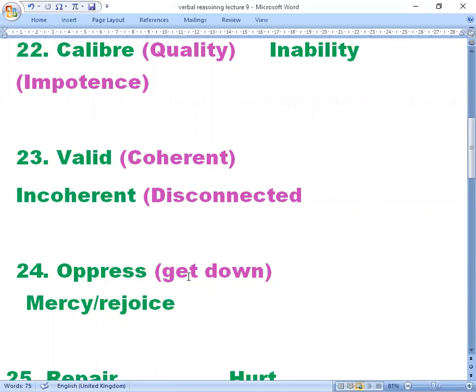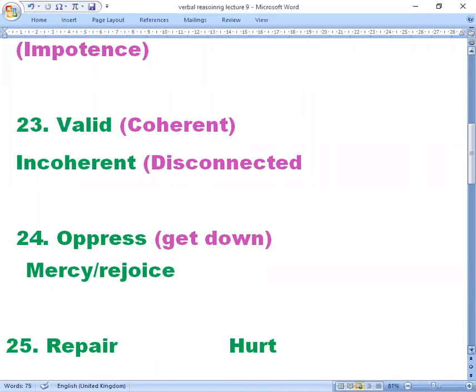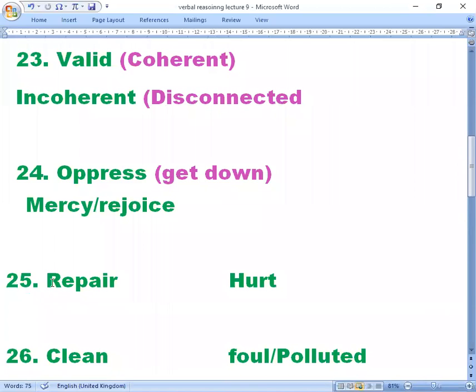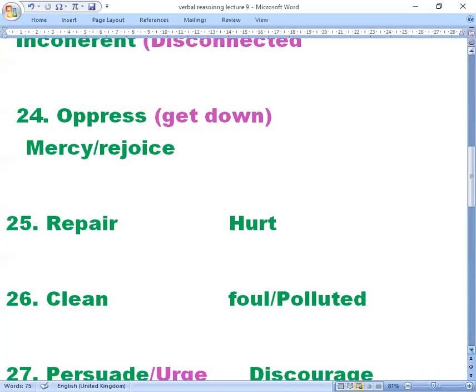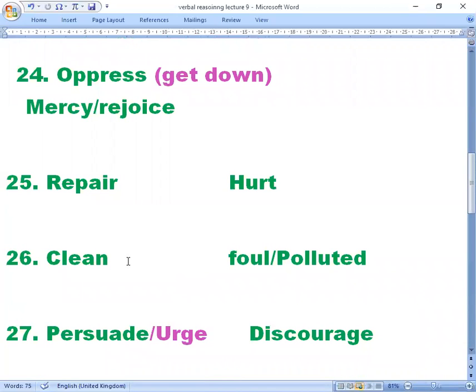Oppress, that means get down, and the antonym is mercy or rejoice. Next word is repair, and the antonym of the word is hurt. Clean, and the antonym of this word is foul or polluted. Next word is persuade or urge, and the antonym of this word is discourage.